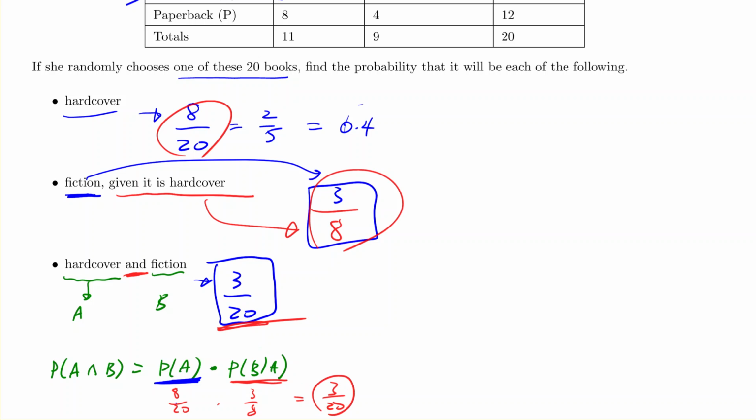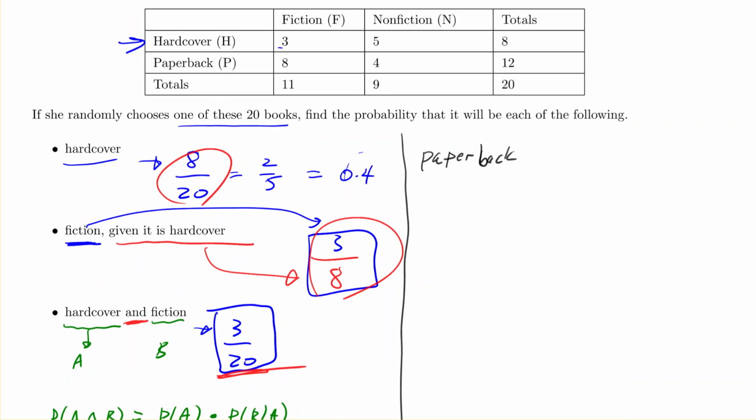Okay, so it's not written here, but why don't I have you try one more? Why don't you pause the video and find the probability that it's a paperback, using this table, given it's a fiction. Given it is a fiction. Okay, so pause the video, and when you're done, I'll go over this.